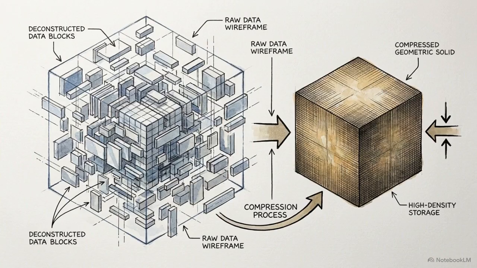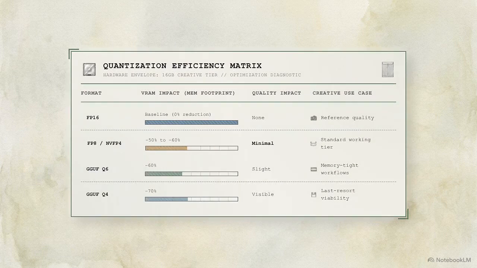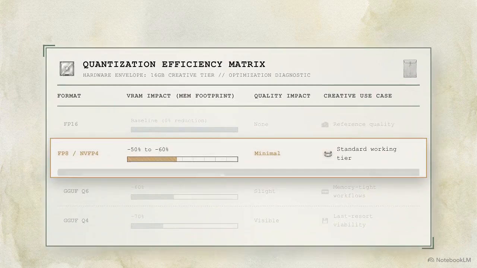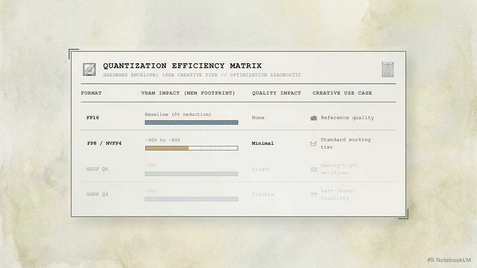Algorithmic compression is the sole technology that makes the 16 gigabyte tier creatively viable. This table breaks down the performance impact across the 4 primary quantization formats used by the community. You trade a specific amount of precision for a specific reduction in VRAM. The definitive standard for Ada Lovelace and newer cards is NVFP4 or FP8 mode. It drops VRAM consumption by up to 60% with minimal quality loss, while doubling throughput.